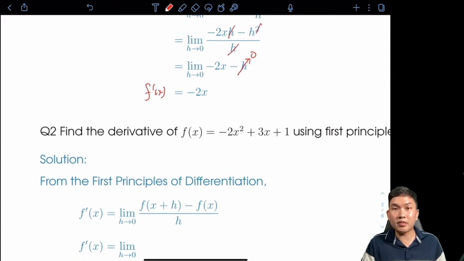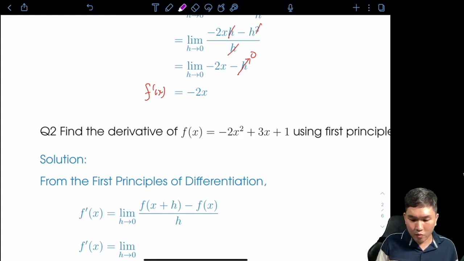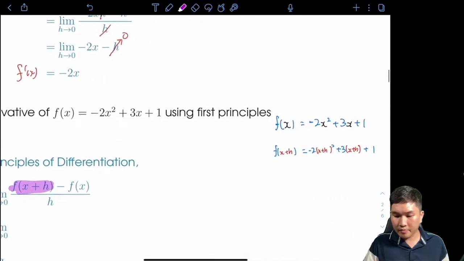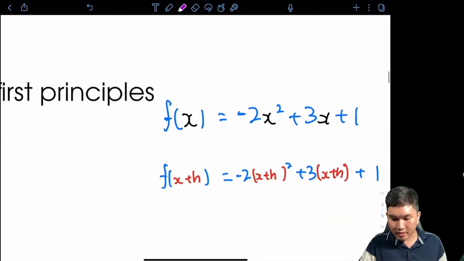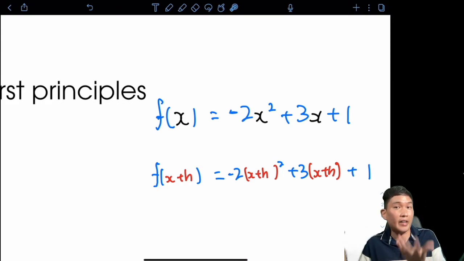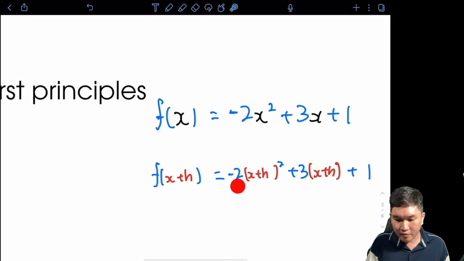So again, I think it's good to write this down. You're going to use the first principle and then write down the formula in the first step. And then next you want to ask yourself, what is f of x plus h? Again, to help you out, okay? Since f of x is this, meaning that if I substitute x, I'm going to get negative 2x squared plus 3x plus 1. Then f of x plus h is just replacing all the x's with x plus h. Then you have negative 2 times x plus h all squared plus 3 times x plus h plus 1.